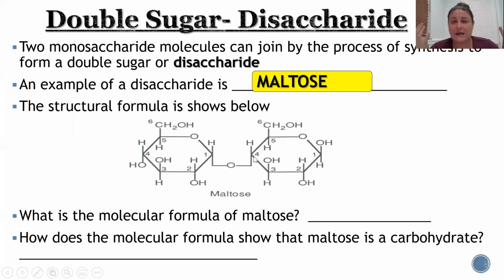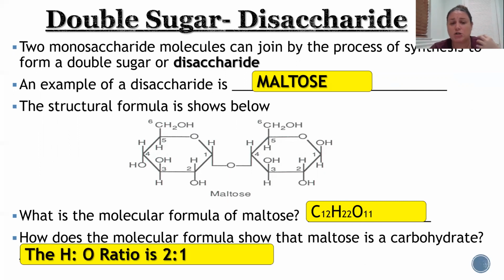And that's all a disaccharide is: 2 monosaccharides covalently bonded together. And our molecular formula is going to be C12H22O11. And you'll notice that I know that this is a carbohydrate because my hydrogen to oxygen ratio is 2:1.